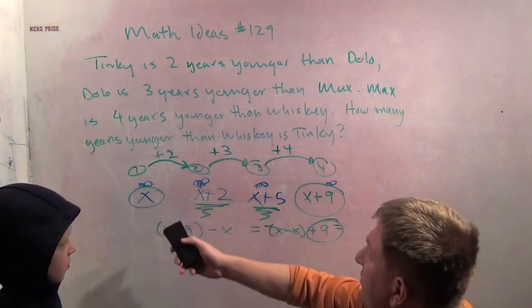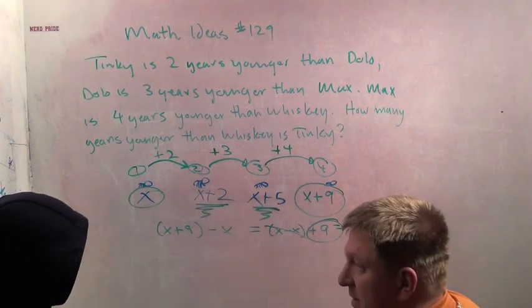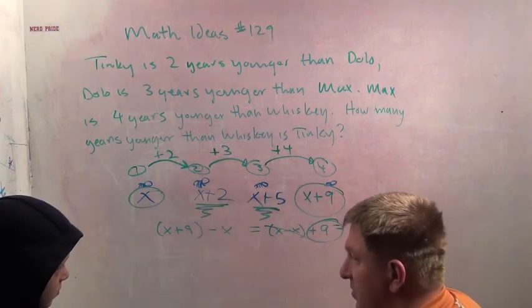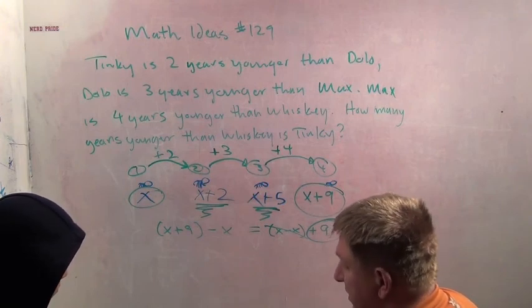First we added 2, then we added 3, then we added 4, and it turns out we added 9. So Whiskey is 9 years older than Tinky. I don't know if that's true or not, but that's what it was in our problem.